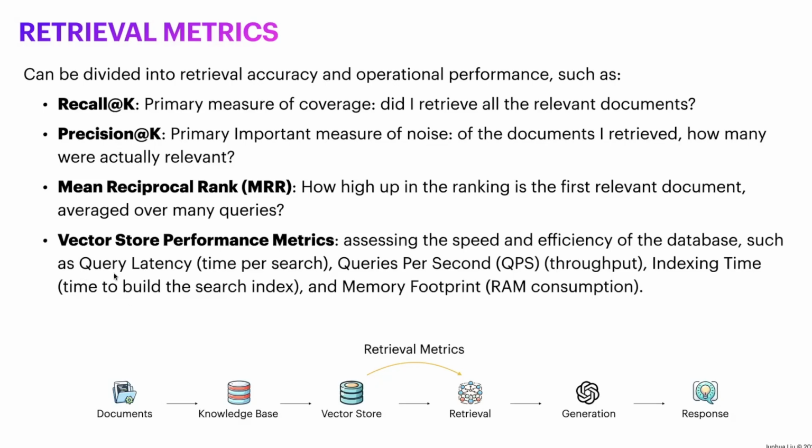Some of the common metrics used are query latency, how much time it takes per search, and queries per second, indexing time, which means the time to build the search index, and the memory footprint, which means how much RAM is consumed to perform the retrieval.